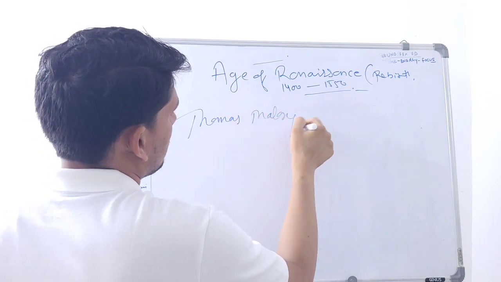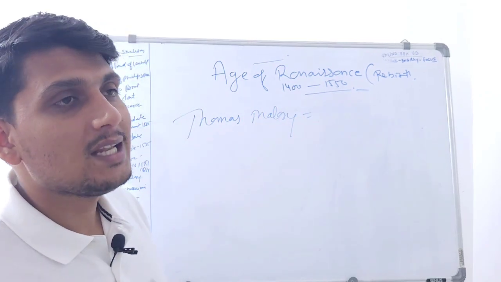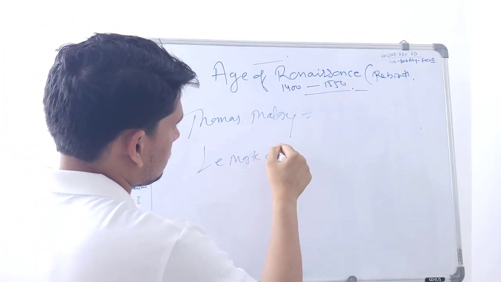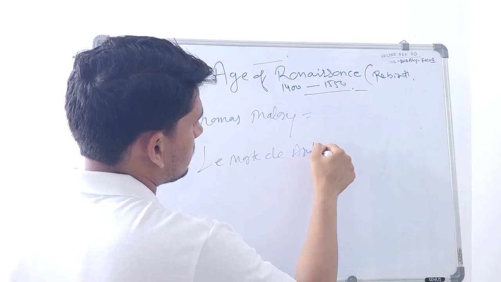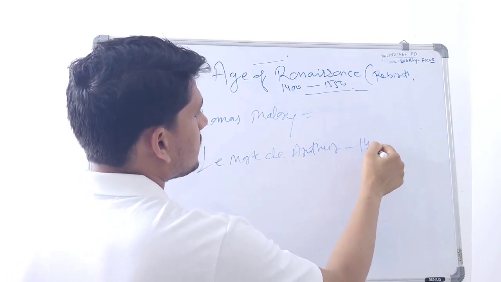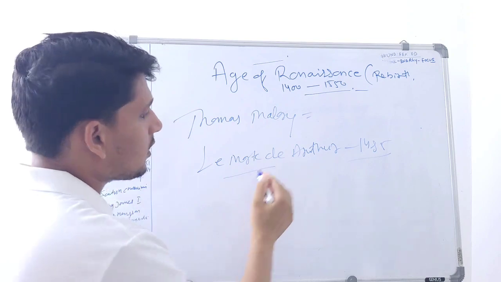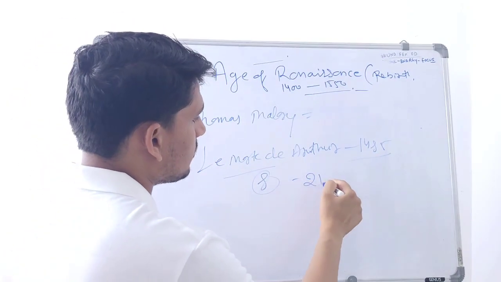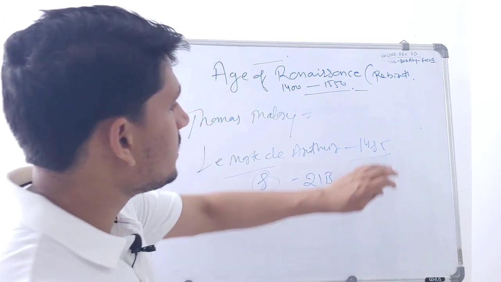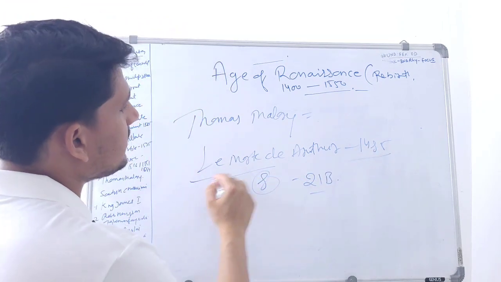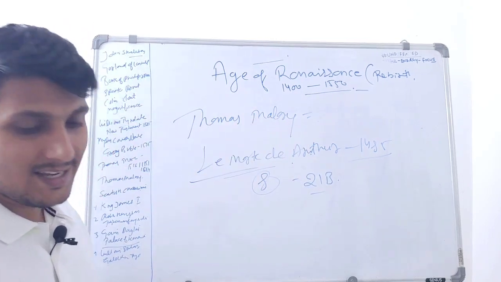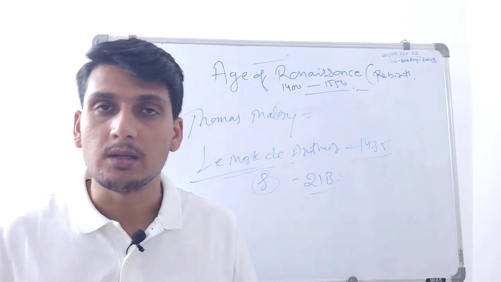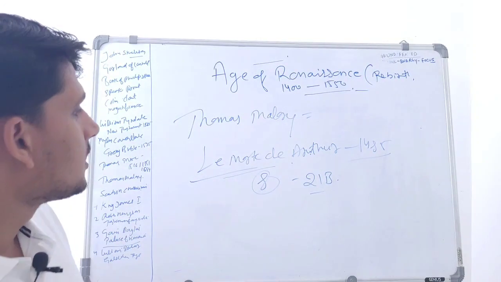Thomas Malory is famous for his work called the Morte d'Arthur. Published in 1485, he wrote this work in 8 books, but William Caxton divided this work into 21 books. Right? Morte d'Arthur means the death of Arthur, death of King Arthur. So it was about King Arthur and the Knights of the Round Table. That's what this work is about.